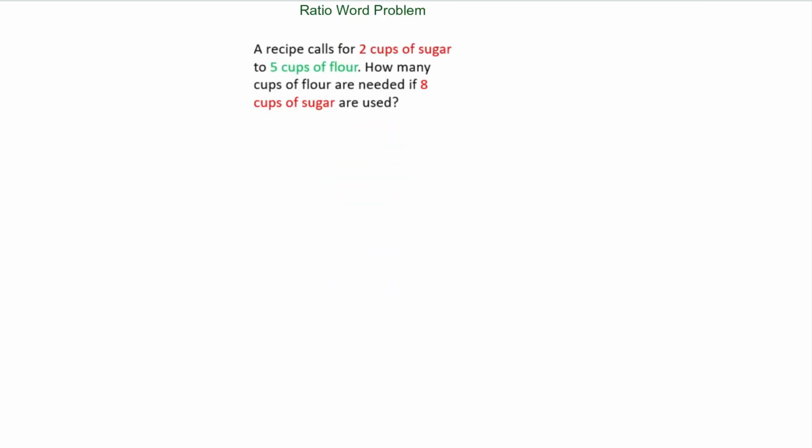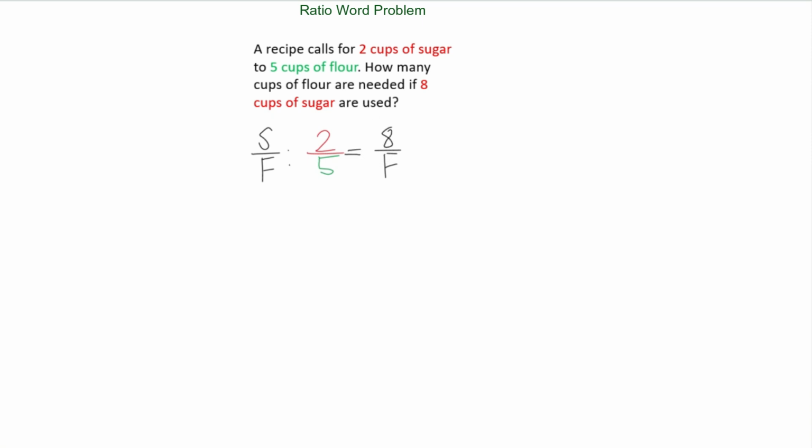Now, let's look at a word problem. A recipe calls for 2 cups of sugar to 5 cups of flour. How many cups of flour are needed if 8 cups of sugar are used? We're going to write this in a fraction. So we're going to have our sugar to our flour. So what is given? We have 2 cups of sugar and we have 5 cups of flour. So we want to determine how much flour we have to 8 cups of sugar.